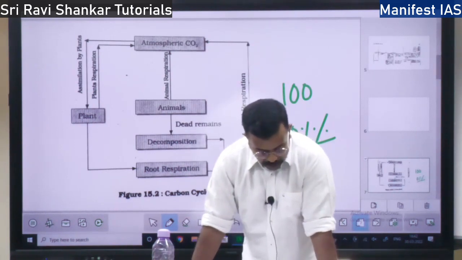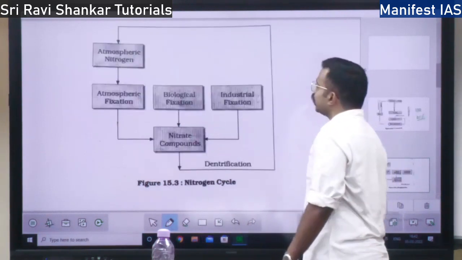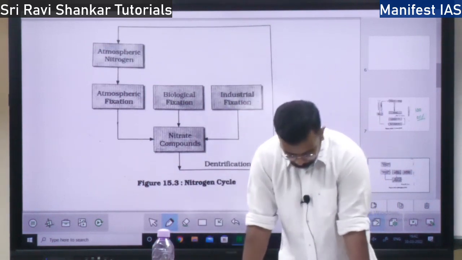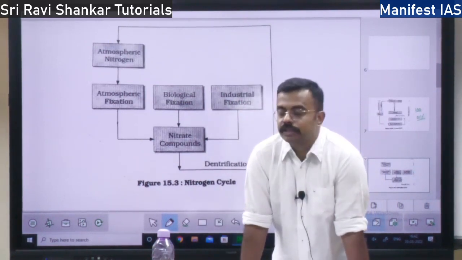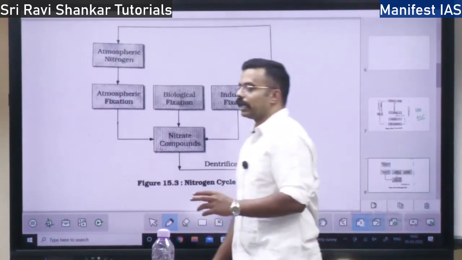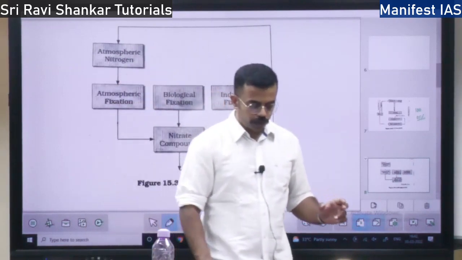Next you have the oxygen cycle. The oxygen cycle is also impacted by photosynthesis. So in the oxygen cycle, what happens? See, in the carbon cycle, I told you carbon dioxide is used for what?